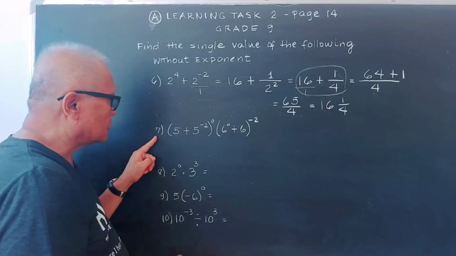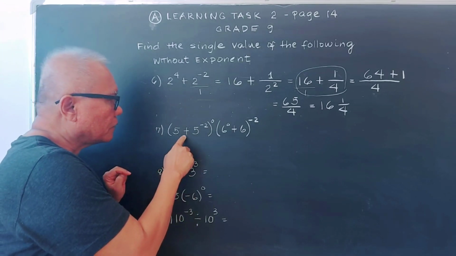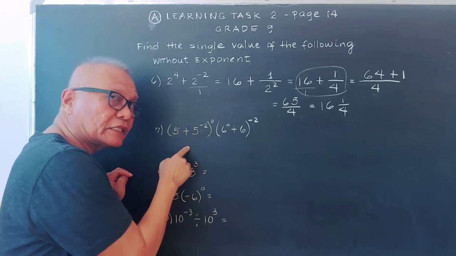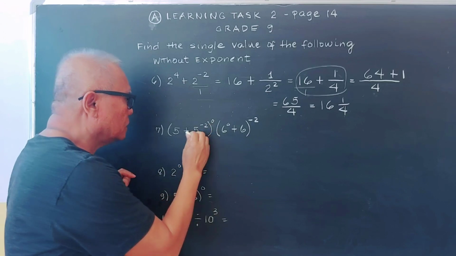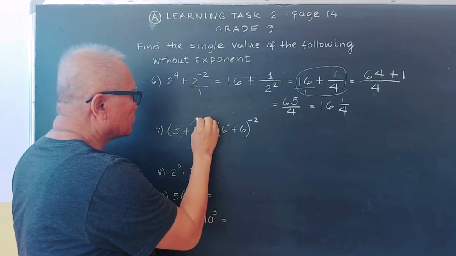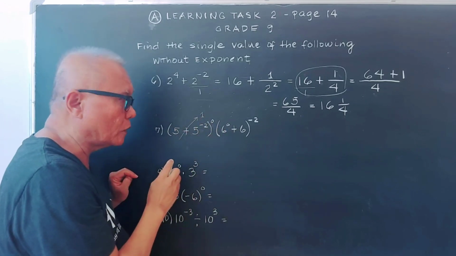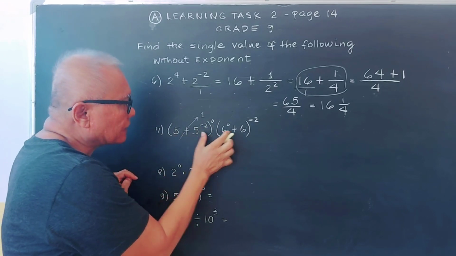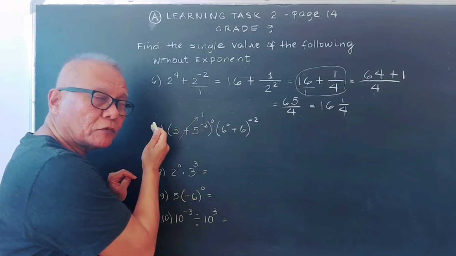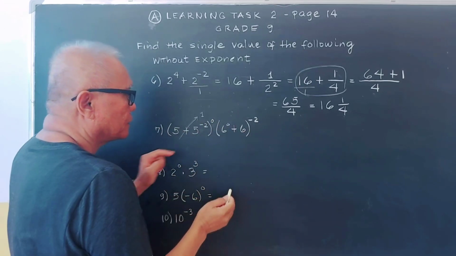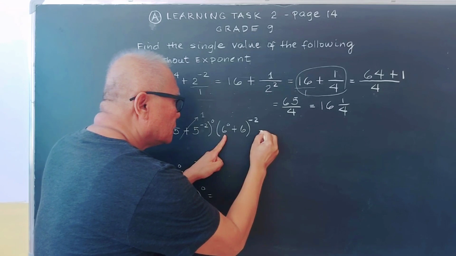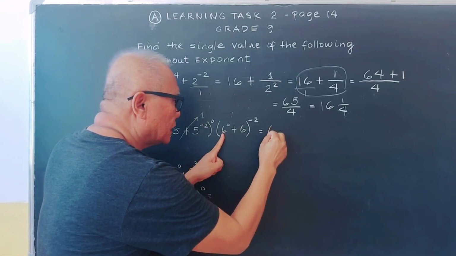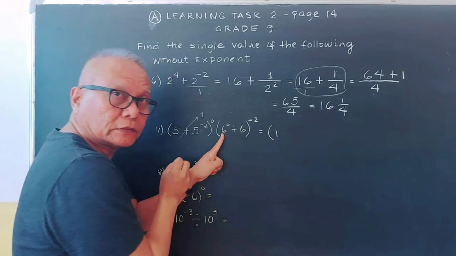Number 7. 5 plus 5 to the negative 2. Pero may parenthesis, raised to the 0. So, itong lahat na ito is equal to 1. Ano naman ito? Times. Yung 1, i-times mo rito, ay di, baliwala yung 1. Yun ang matitira. Dito naman, so wala na ito, wala na ito. 6 to the 0, balikan nun siya, ay 1.